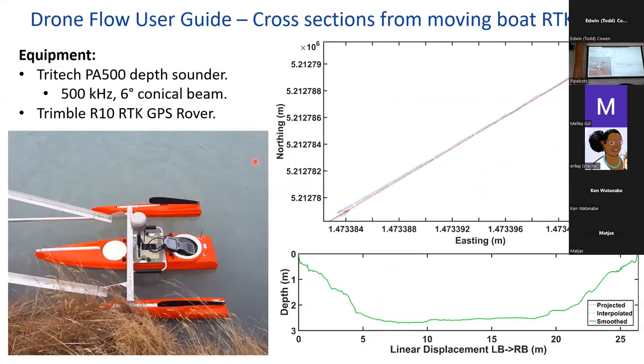The user guide also includes methods for using RTK GPS and narrow beam depth sounders for bathymetry as well. Processing is similar, where the depth measurements are projected onto a cross section between the start and finish point, and then data is resampled between those. And that's quite a good way to obtain cross sections for use with surface velocimetry methods, more than just general river survey.